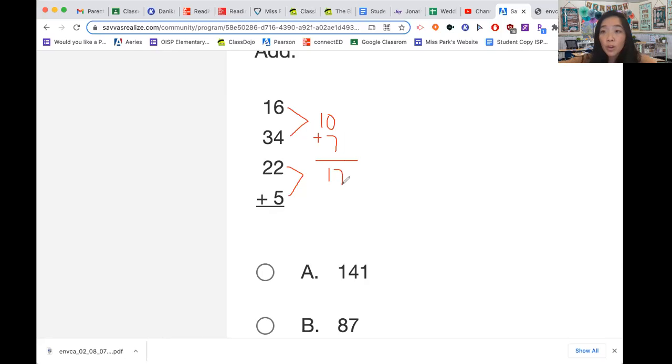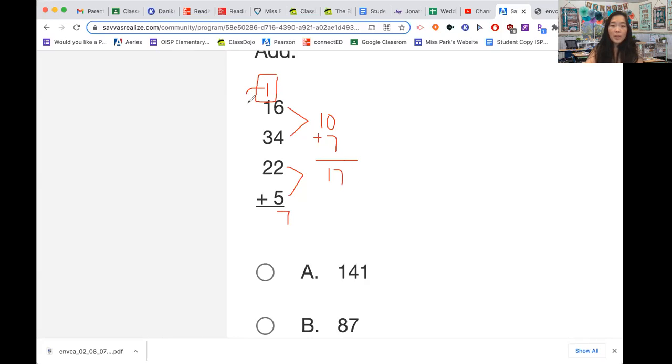So whoever's sorry, I keep saying morning leader, the breakout room leader, they need to make sure that they're writing all of this down. They're not just bubbling in the right answer. They need to actually be writing these steps down so that people can see them visually. So we need to regroup the 1 in the tens place, drop down the 7 in the ones place because that's what we have left over. And then you're going to add.